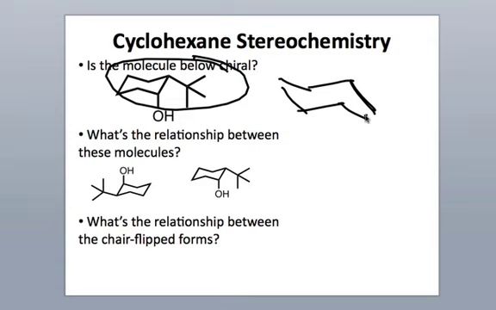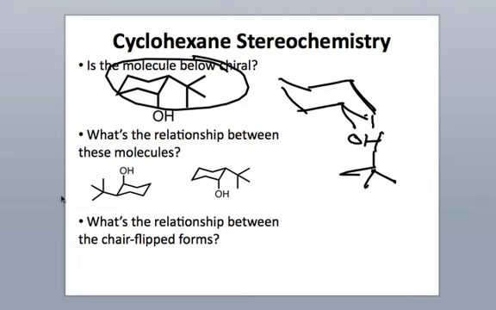The hydroxyl, which was down and axial, is now down and equatorial, like so. And the tert-butyl, which was down and axial, is now down and axial. All right, so there is the chair-flipped form of the molecule on the left here. Now ask yourself, what's the relationship between those two?